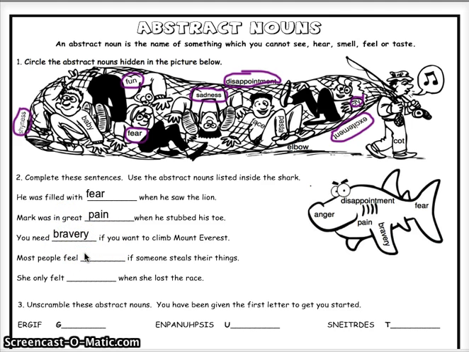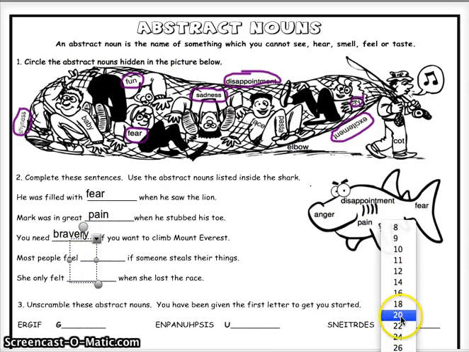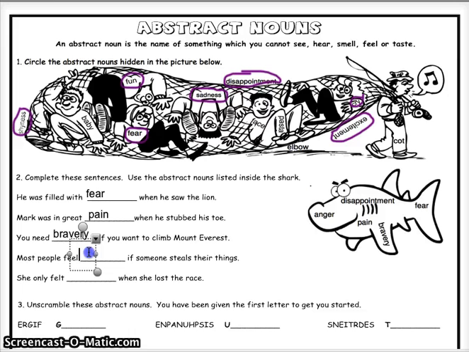All right, next sentence. Most people feel blank if someone steals their things. If someone stole your things, would you be angry or disappointed? I think I would be a little angry if someone tried to steal my things. So that's going to be my abstract noun. Sorry, I have to go over there and change the size of it every time.